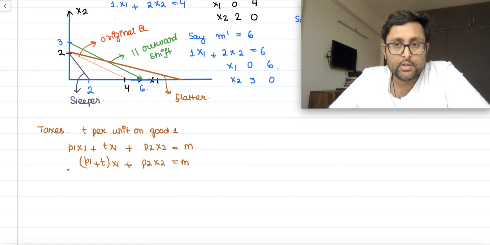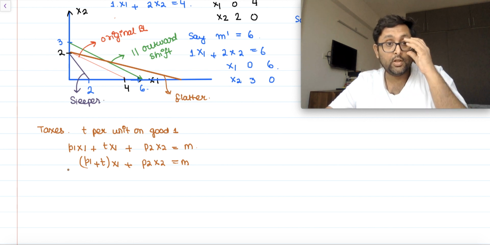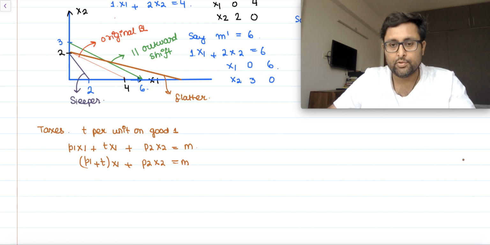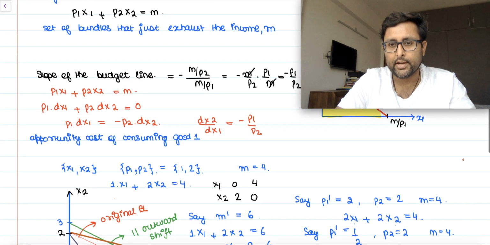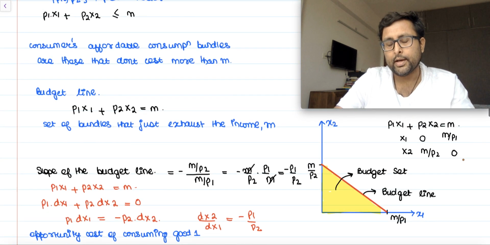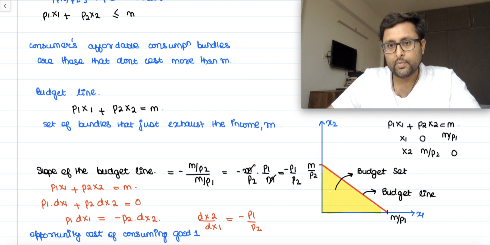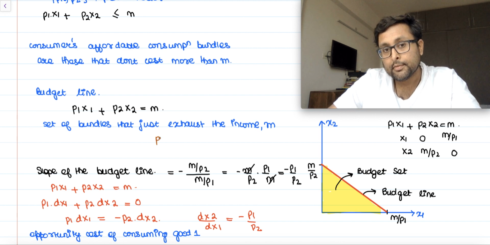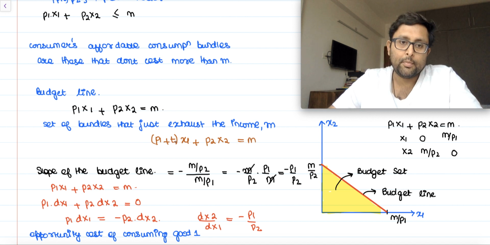So what has happened out here, in very simple terms, is that it has increased the price of x1. So the budget line will become steeper as compared to the original budget line. I've drawn it here, as you could see. This is the original budget line, M by P2, M by P1. Now suppose you have (P1 plus T) x1 plus P2 x2 equals M.